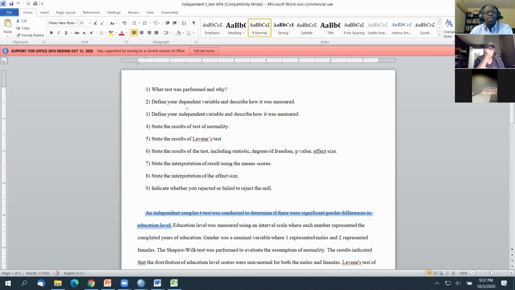All right. Next one, define your dependent variable and describe how it was measured. So education level was measured using an interval scale where each number represented the completed years of education. Right? So that's what we did. That's number 2. Okay, then it says define your independent variable and describe how it was measured. Gender was a nominal variable where 1 represented males and 2 represented females.